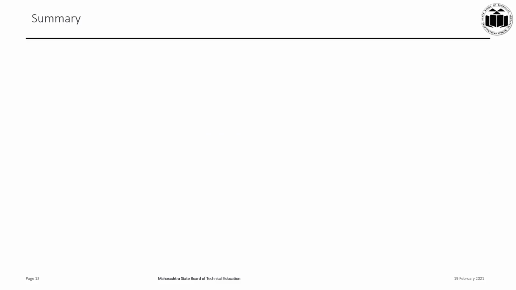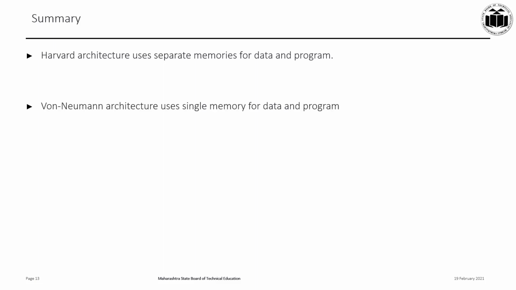So let's summarize what we have studied today. We have two types of computer architectures, the Harvard architecture and the Von-Neumann architecture. Harvard architecture uses separate memories for data and program, so the speed of Harvard architecture is much higher compared to the Von-Neumann architecture. The Von-Neumann architecture uses a single memory for data and program, so its speed is slow.